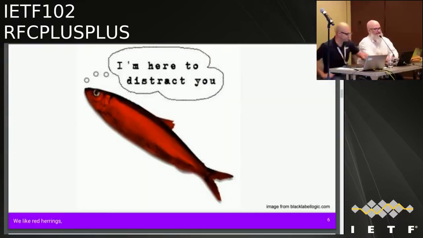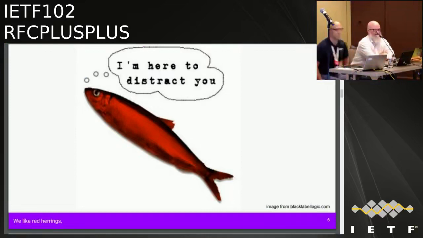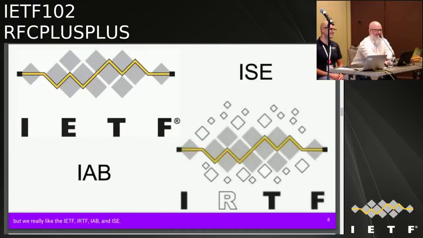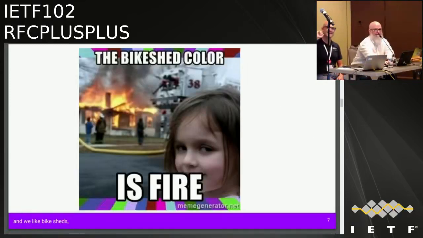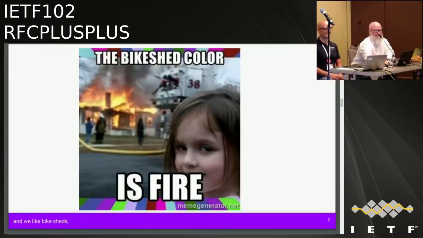So before we get to that, let's just start off with a little bit of humor and keep it a little bit light. We love red herrings. We think that they're really great. They're very tasty. We also love bike sheds. This is probably my favorite picture. Sorry? Oh, sorry. So we love red herrings. They're very tasty. We also love bike sheds.